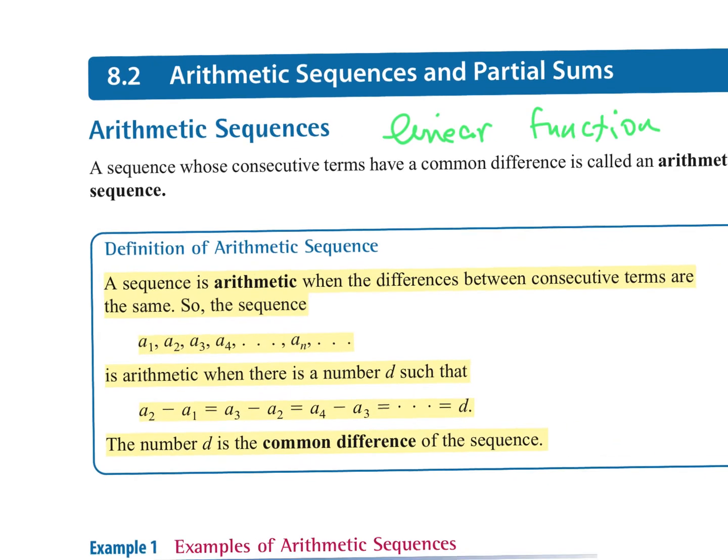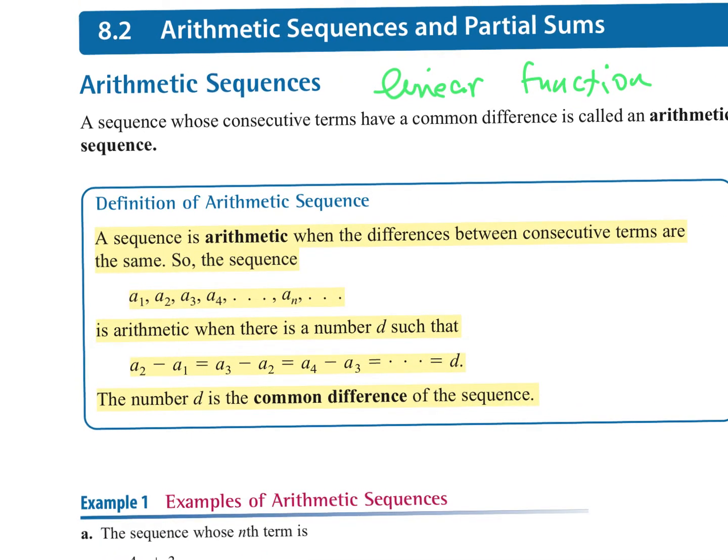An arithmetic sequence has a common difference right here. We're going to be finding the common difference. That's the same thing as thinking of slope, okay? A common difference in an arithmetic sequence is always adding or subtracting. If it's multiplying, it's something else. It's called geometric, and that's our next lesson. If it's squaring, it's not arithmetic. Arithmetic just means you add or subtract the same thing every time.